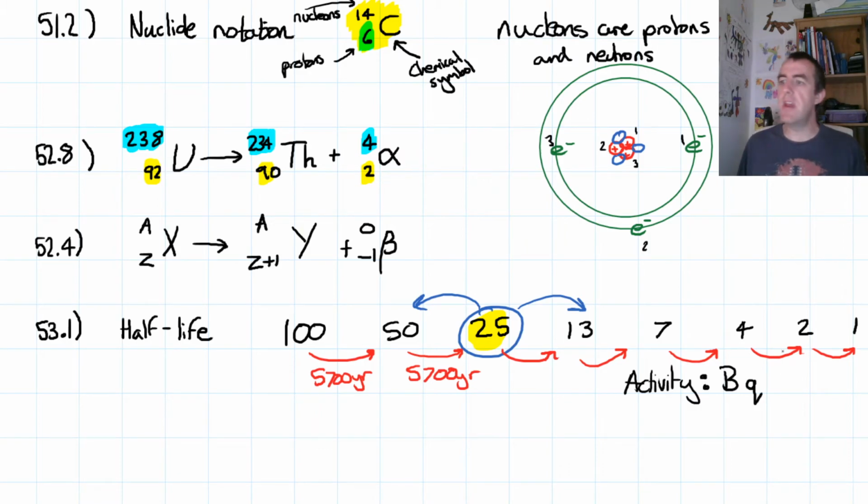And activity is measured in a unit called becquerels, which has the symbol capital B, lowercase q. Gotta be a capital B and a lowercase q. Small b, small q is wrong. Big B, big Q is wrong.